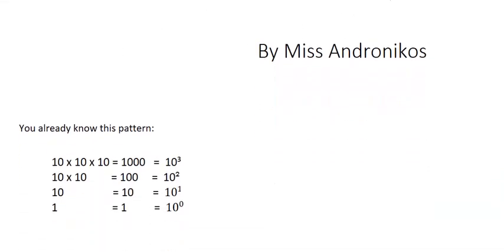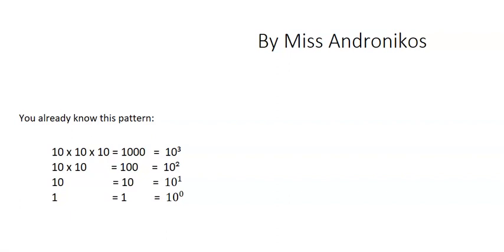Alright, you already know this pattern, okay? So we've got 10 times 10 times 10 equals 1,000 equals 10 to the power of 3. So then 100 is 10 to the power of 2, 10 is 10 to the power of 1, and 1 is 10 to the power of 0. So see how we keep going down one power, one number on that power, and essentially we're dividing by 10 each time we go down, every single time, okay?